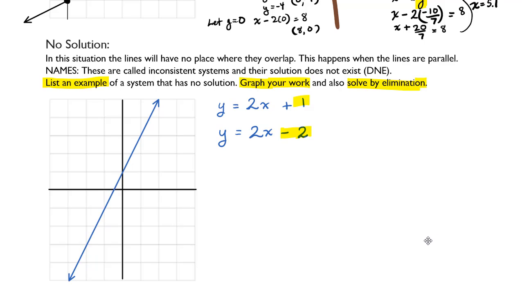Now we're going to look at y equals 2x minus 2. This means that there is an intersection on the y-axis at -2. But the slope is the same. Rise of 2, run of 1.